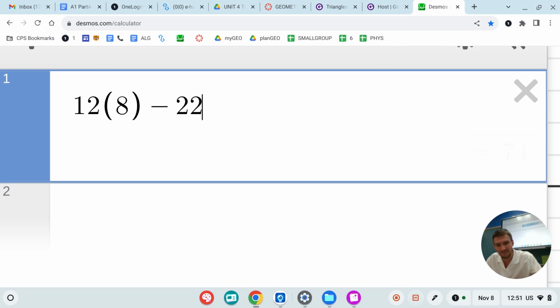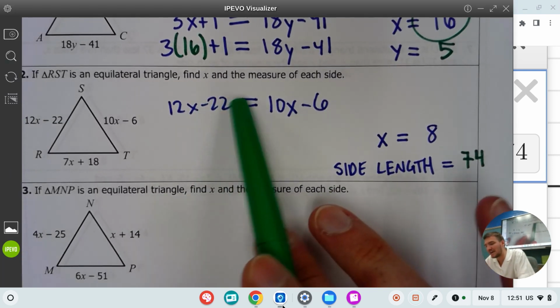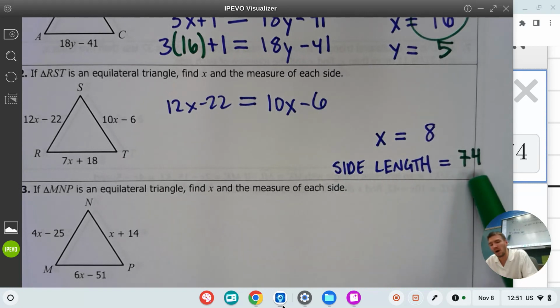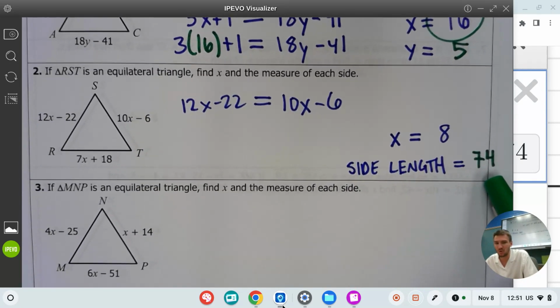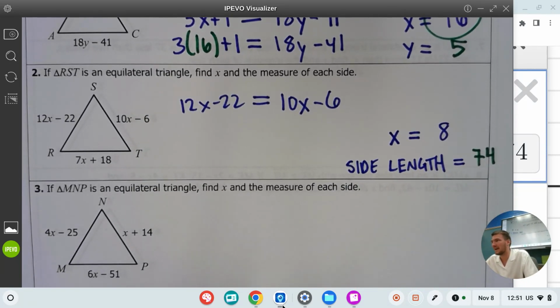Delete half of this. Just show me one of these, right? Find one of the sides at a time. We plugged in the 8 and we found 74. If you're struggling to find the side length, you probably have too complicated of an equation going on up here. Okay? We only need 1. Now, it says find the measure of each side, and we have 1. Do we need to do more work? No. Why not? Because it is equilateral. It's equilateral, they're all the same.